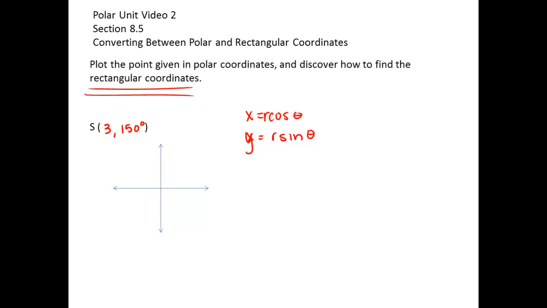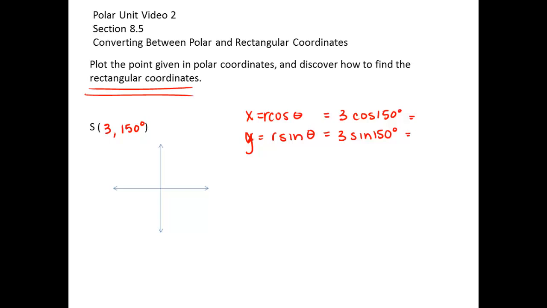Since I know my r value equals 3, I just have to determine what the cosine of 150 degrees is. So x is going to be 3 times the cosine of 150 degrees. And then y is 3 times the sine of 150 degrees.